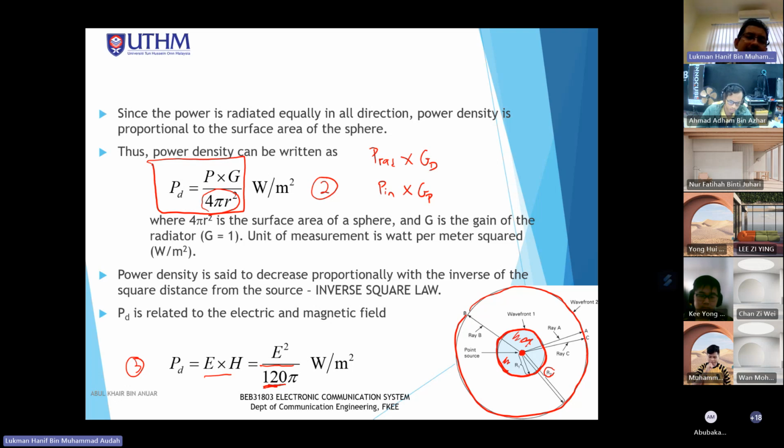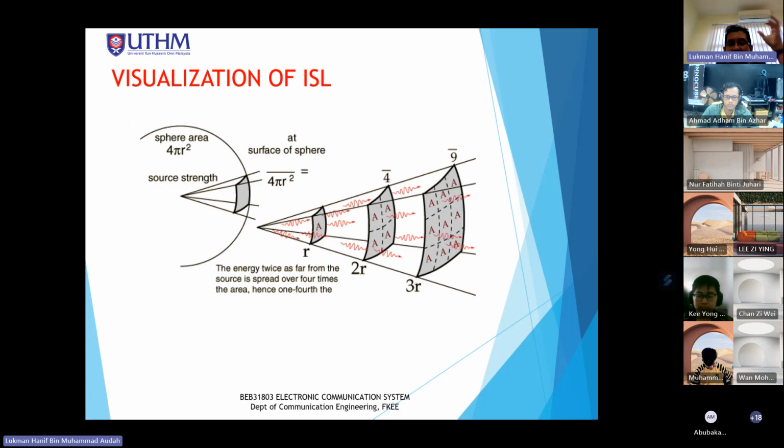Why is it like that? Again, we have to go back to the equations. If you see from this second equation, the power density depends on the distance from the antenna. The further the distance, the power density becomes less. That means the strength of the wave at the longer distance will be smaller compared to the strength of the wave at shorter distance. Okay, so this is explained in terms of this graphical picture.